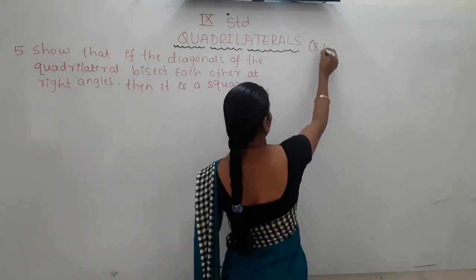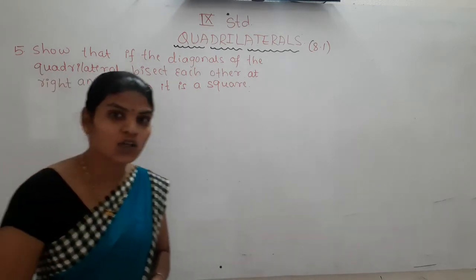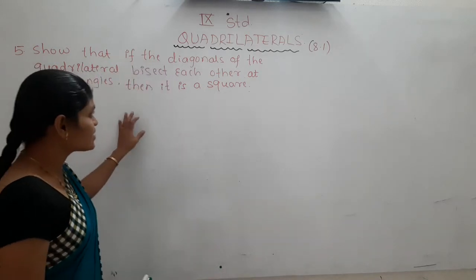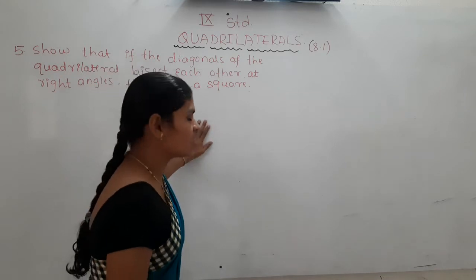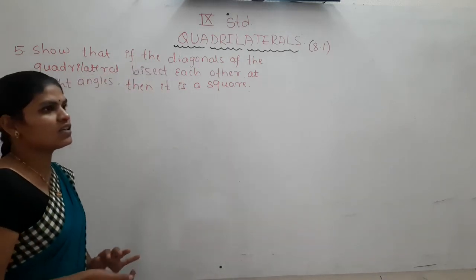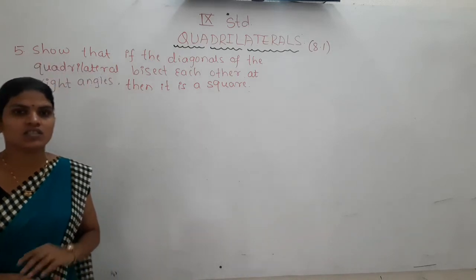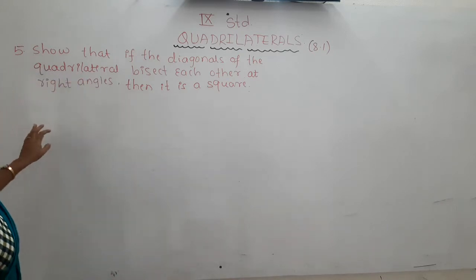In the last session, we solved some of the questions from exercise 8.1. It is totally based on the properties of parallelogram. A parallelogram is one of the quadrilaterals. Based on that, he has given some questions. In the last session, we solved just four questions. We will take the fifth one. What is that fifth question?